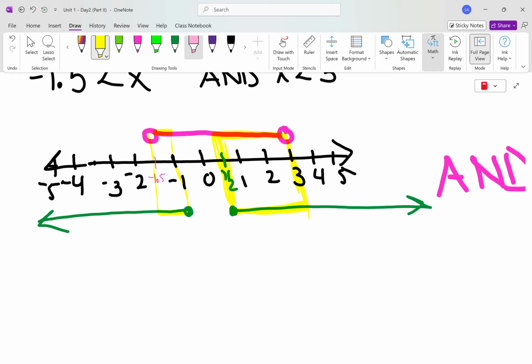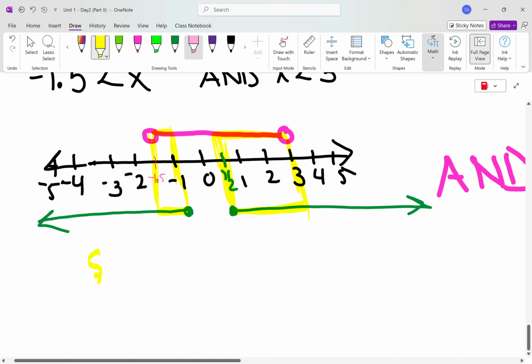So my first question is, is the half included in both of these? Yeah. The 3 is included in the green, but it's not included in the pink. Since it's not included in the pink, can I include it in the final solution? No. So the half is included, the 3 is not. That's perfectly okay. On this side, is the negative 1.5 included? No. Is the 1 included in both? Yeah. That's perfectly fine. So how am I going to write this?